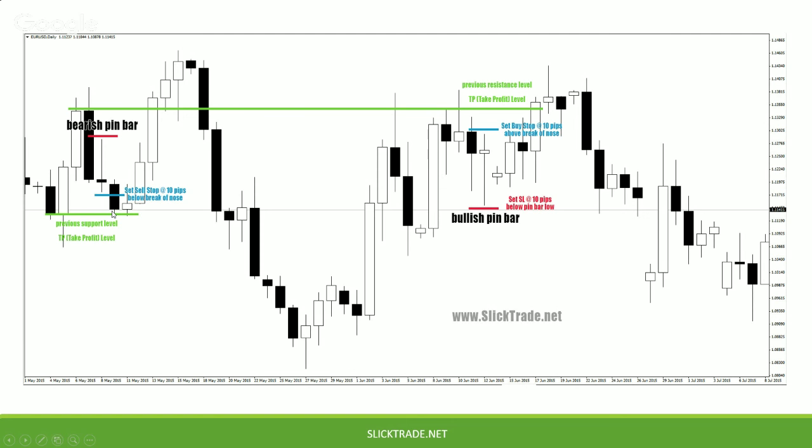Now, in this scenario, it would have filled, hit your take profit, and then it headed up. In some scenarios, though, you'll see where price will continue. So you can also use a trail stop to gain more profit out of these. But your initial take profit, you want it to be at that previous support level for a sell position.